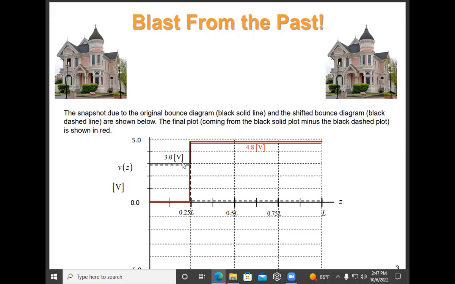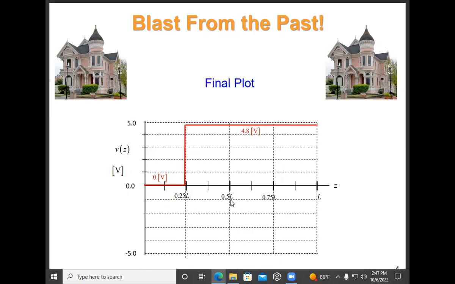So notice in this region, from the generator down to the quarter wave point, you're really taking 3 minus 3, so you're going to get 0, right? And then after the quarter wave point, you're going to be taking 4.8 minus 0, so it's 4.8. So it's going to go from 0 to 4.8. And there you go, that's the final answer. So at 7 nanoseconds, that's what the voltage waveform would look like on the transmission line.